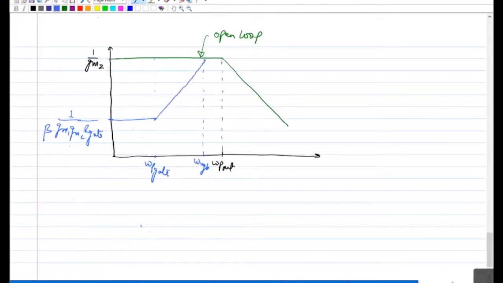Okay, and then it will follow the open loop, because now your loop is broken. So beyond UGB, your response will look similar to your open loop. So you will be mostly depending on your R out for this drop in the output impedance.